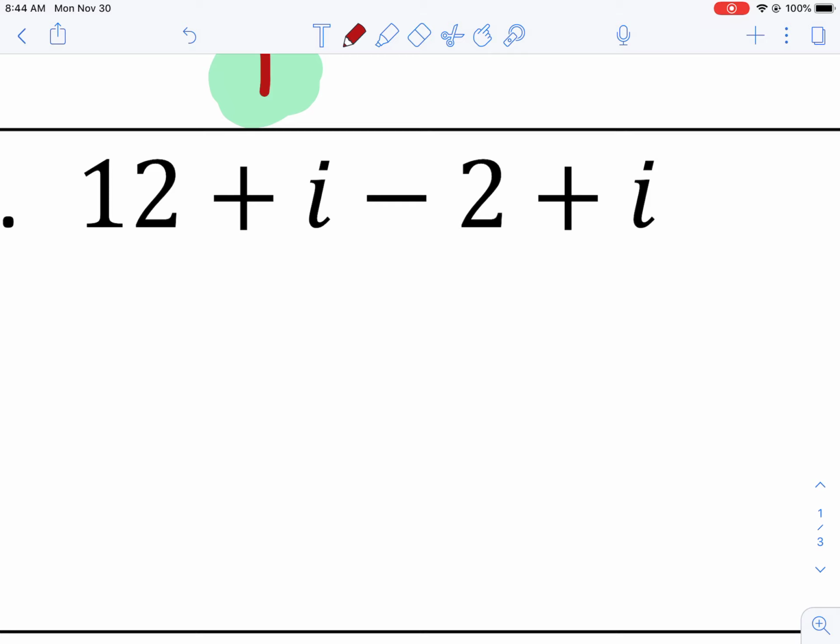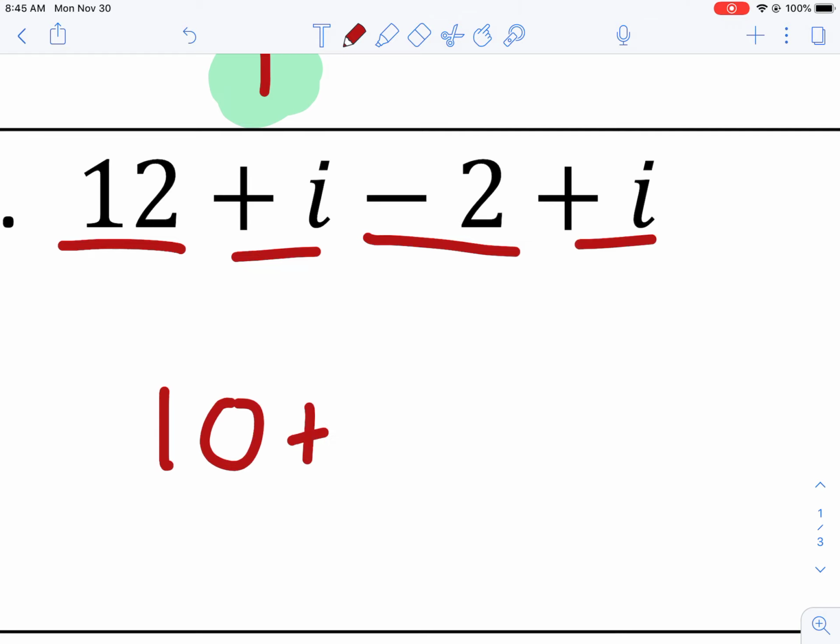Here, 12 plus i minus 2 plus i. So think about combining like terms. We have 12 minus 2. That's 10. And then we have plus i, so that'd be plus 2i, and that would be our answer.